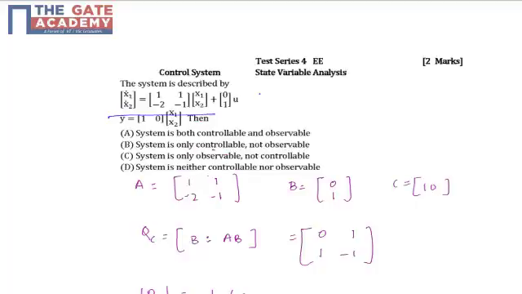B option, system is only controllable, not observable. C option, system is only observable, not controllable. D option, system is neither controllable nor observable.